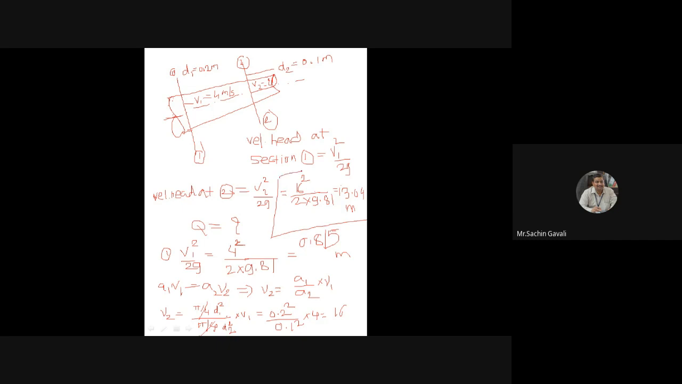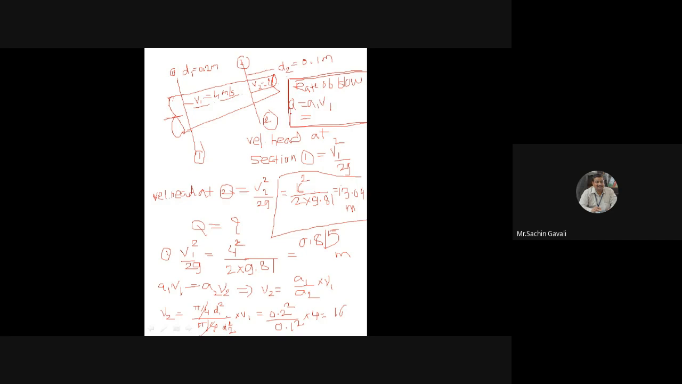Then they also asked the rate of flow. Rate of flow means what? Anybody? How to calculate rate of flow? Q is equal to, anybody? There are two formulas: rate of flow is area into velocity, that is Q is equal to A1 V1 or A2 V2. Both are the same.